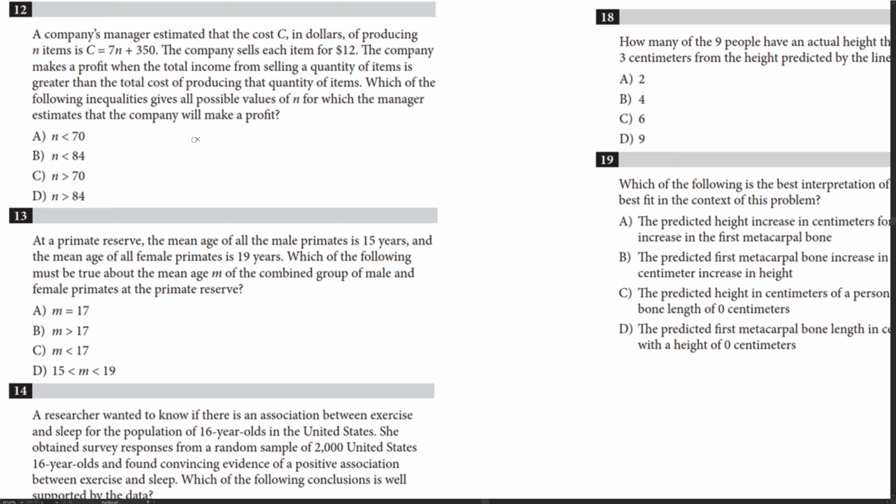So in order to make a profit, the income has to be greater than the cost, so profit when income minus cost is greater than 0.